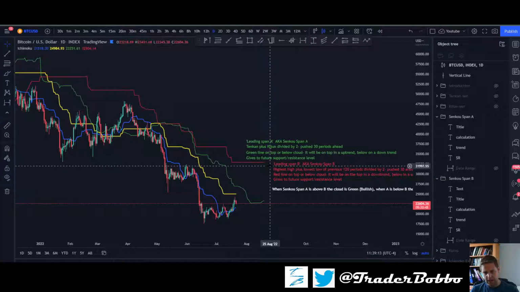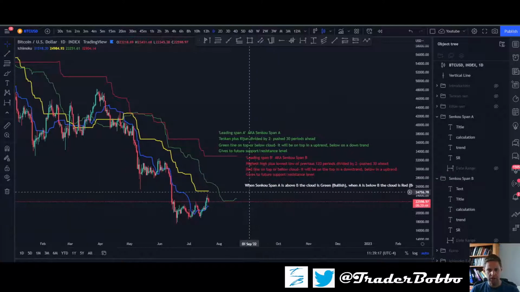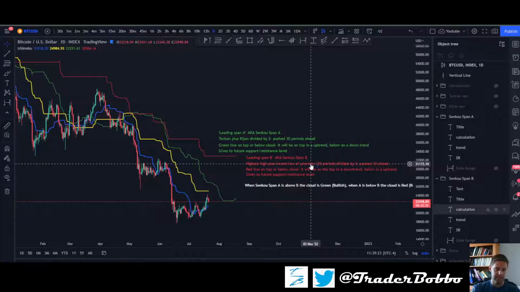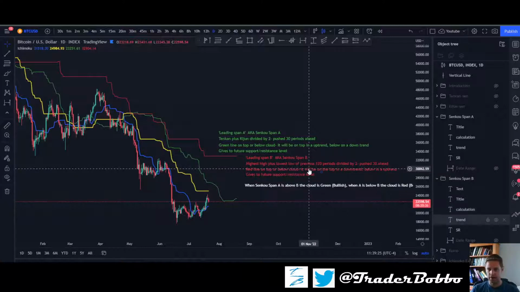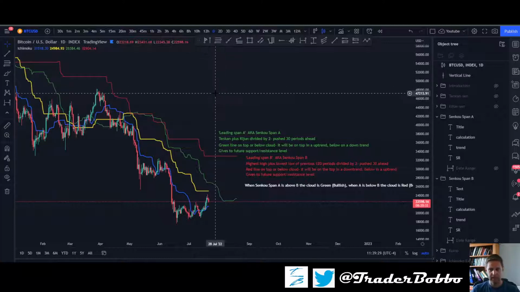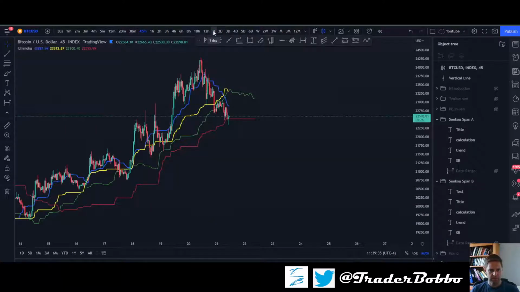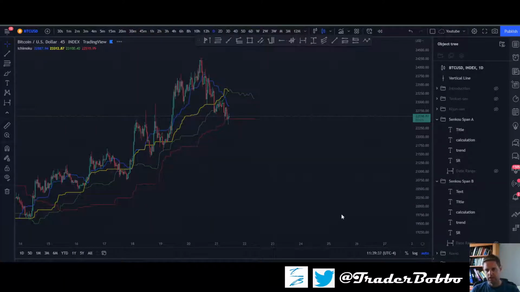So leading span B, or Senkou span B, is the highest high and the lowest low of the previous 120 candles. By the way, if I say days instead of periods or bars or candles, it's because I'm used to trading Bitcoin on daily. It's periods, it's bars, it's candles, whatever time frame you're on. So please don't crash. Go back to days. Shouldn't have done that.